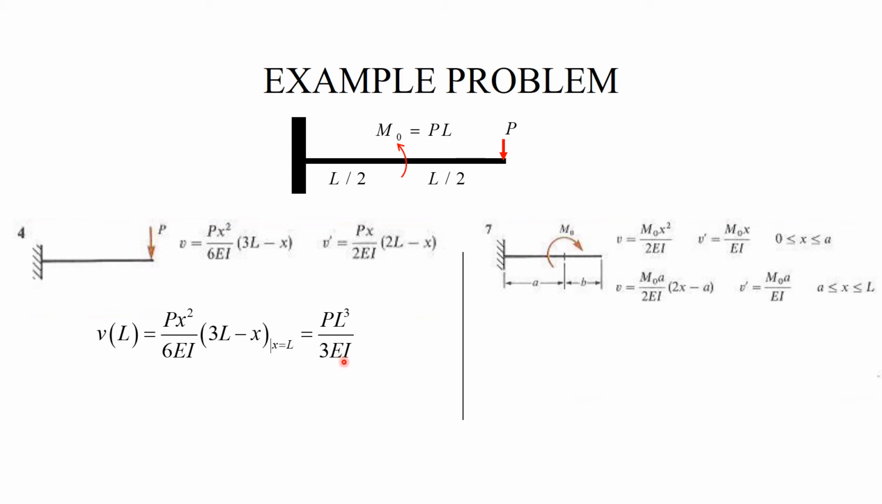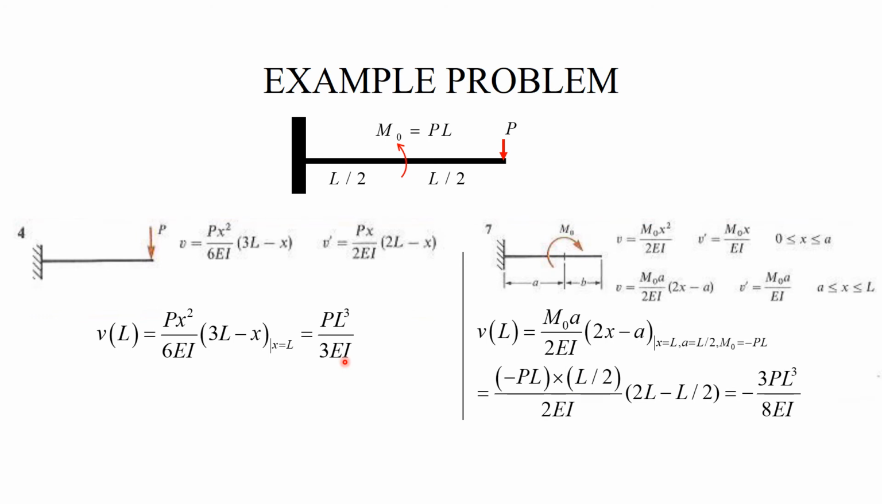So I end up with PL cubed over 3I. And for the second loading, I take this expression because I'm interested in the location here, and this is clearly this branch of the solution, right? To the right of the applied couple. So I put x equal to L because I'm interested in the deflection at the tip. My a is equal to L over 2, and M naught is equal to minus PL.